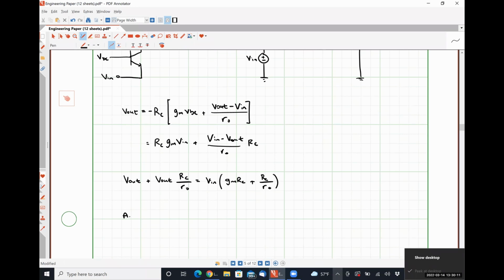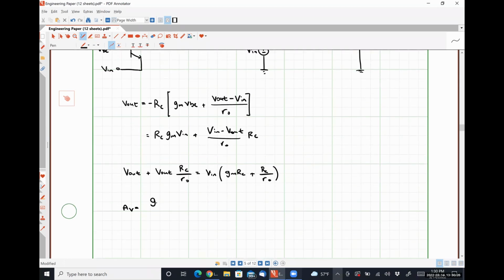And from this, skipping a little step of algebra where I'm just factoring out V out from the common terms on the left-hand side, what I get is my voltage gain is GM RC plus RC over R naught, divided by 1 plus RC over R naught, which is the same as GM RC R naught over RC plus R naught, plus RC over RC plus R naught. And you'll see why I wrote it in this very specific form momentarily.